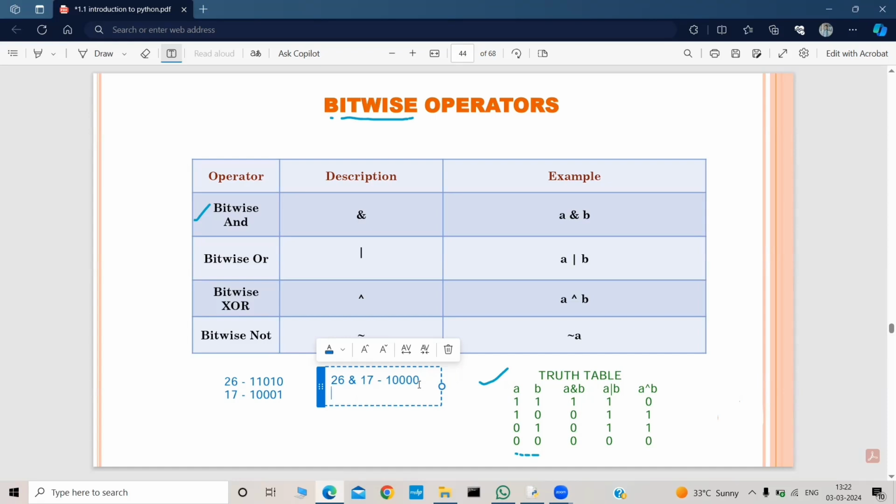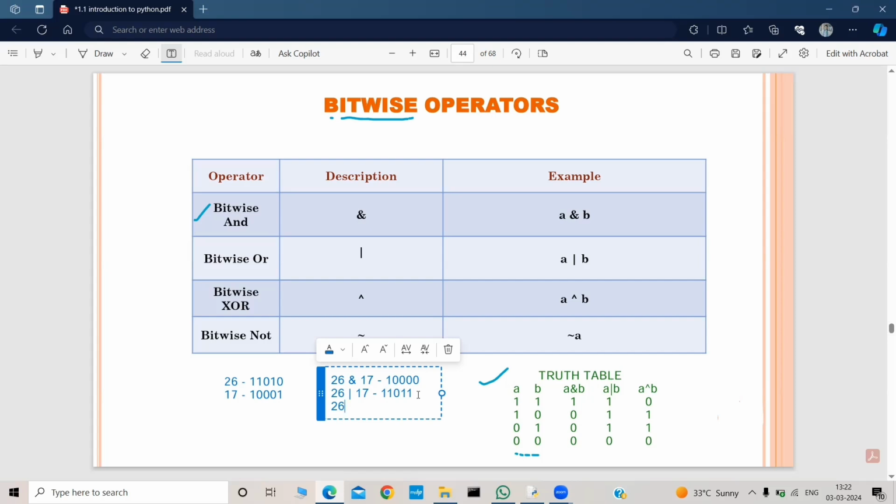And next step, we need to do 26 bitwise or 17. So here 0 or 1 will be 1. Any one of the bits was 1, it will be 1. And then 1 or 1, 1 or 0, that was 1. And 0 or 0, that was 0. And 1 or 0, that was 1. And 1 or 1, this was 1. So this is the final result of 26 bitwise or 17.